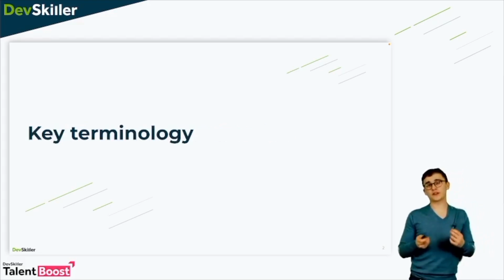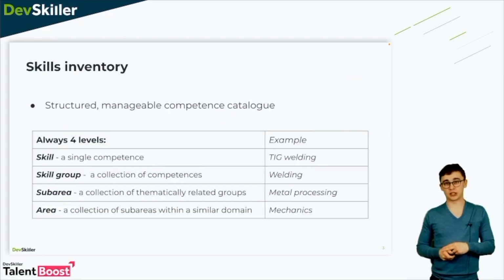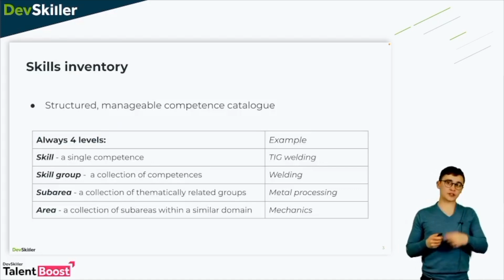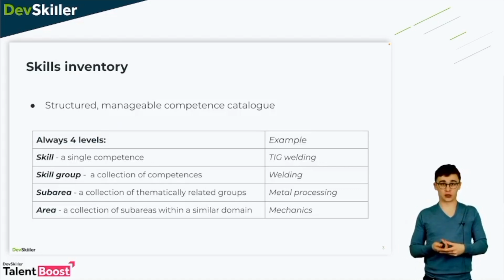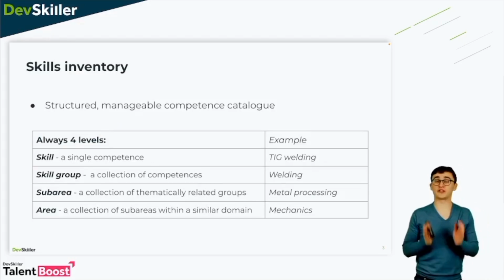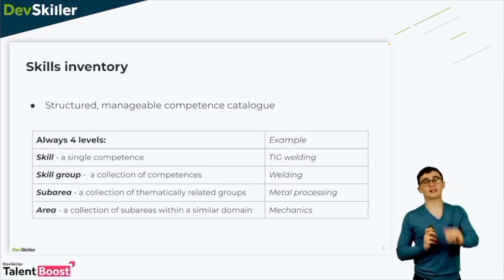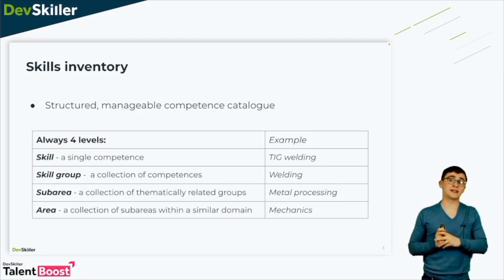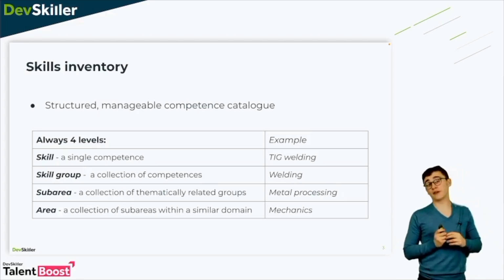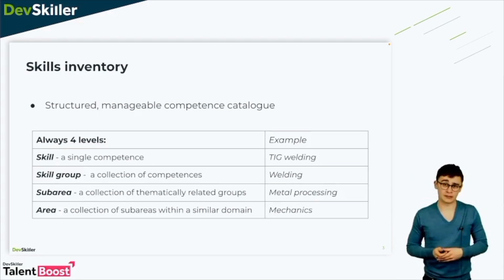So let's first break down some key terminology. TalentBoost is used to structure and manage competence catalogs. Hence we've got our skills inventory, which is divided into 4 levels. First is a skill, a single competence and single ability. For example, TIG welding method.